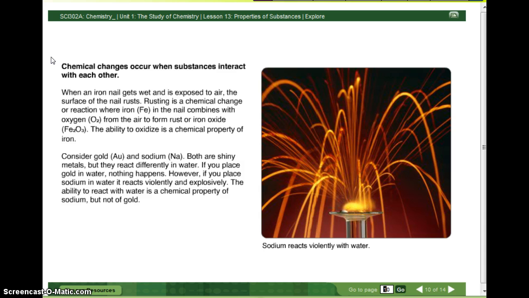Chemical changes occur when substances interact with each other. When an iron nail gets wet and is exposed to air, the surface of the nail rusts. Rusting is a chemical change or reaction where iron, abbreviated Fe, in the nail combines with oxygen, O2, from the air to form rust or iron oxide, Fe2O3. The ability to oxidize is a chemical property of iron. So the fact that it can rust is a chemical property.